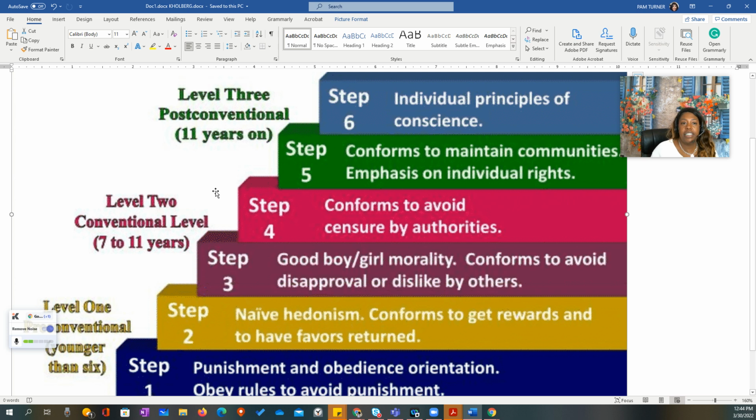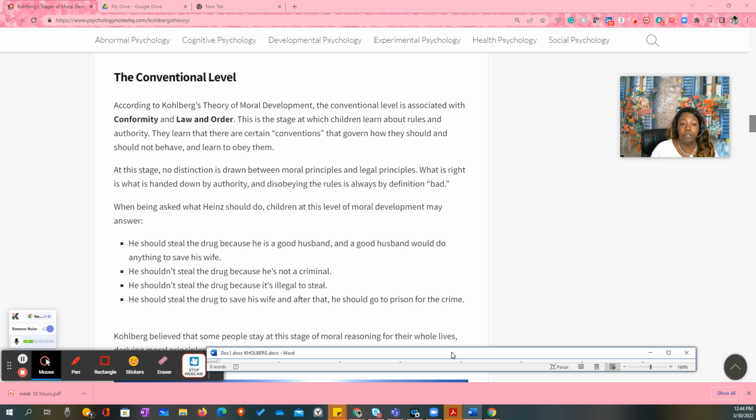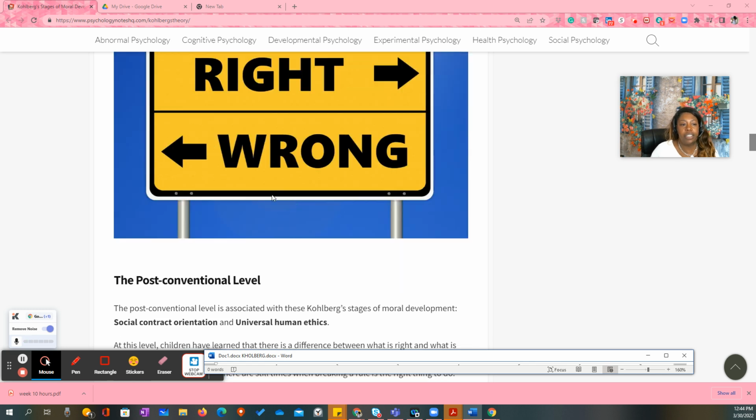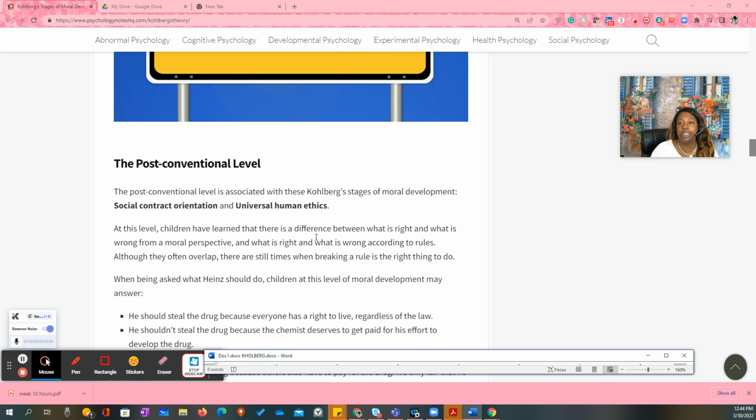Okay. So most of us, he said, will use conventional thinking and will follow the rules just because they're the rules. Kohlberg believes that some people stay at this stage of moral reasoning for their whole lives, deriving moral principles from social or religious authority, and never think about their own morality. Because I learned this in church, because my parents did this, these are the rules I'm going to follow because that's what I've been taught. Okay. And he is not suggesting that you think higher. He is just putting people in levels of where you think, where you process and how you learn your morality.